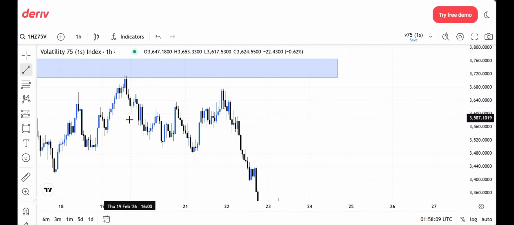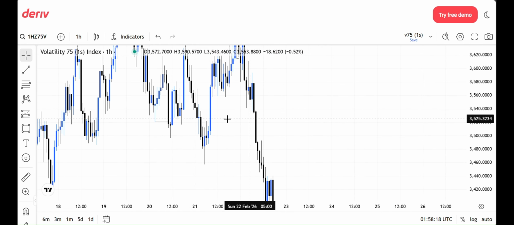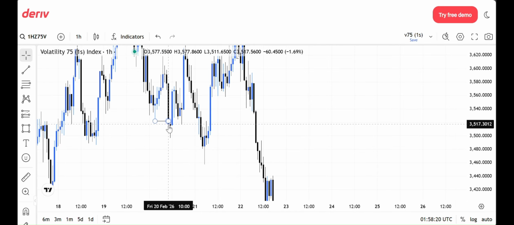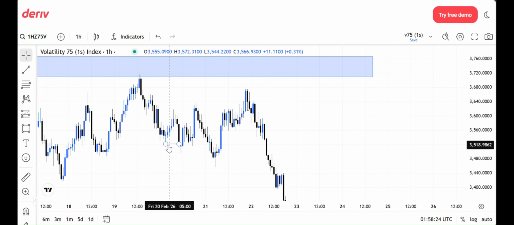There's a break of structure here, there's a break of structure here to the downside. So this is a break of structure. Why is this a break of structure? Because there's a full body candle close below. So there was a break of structure here, and then there's a break of structure here.